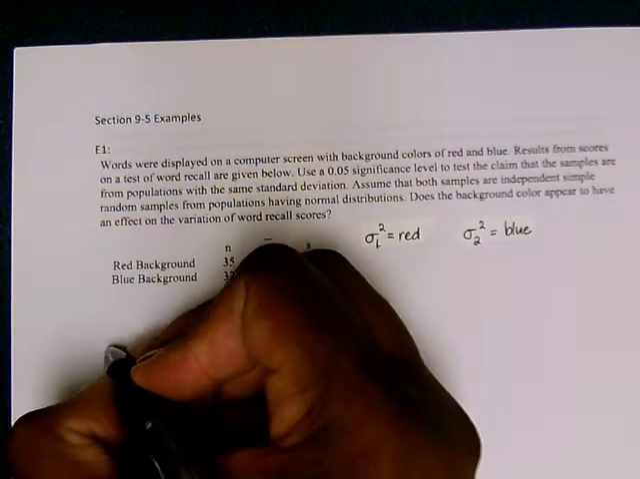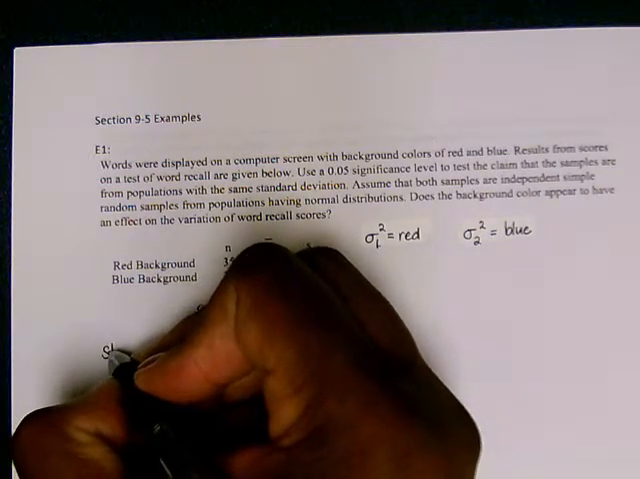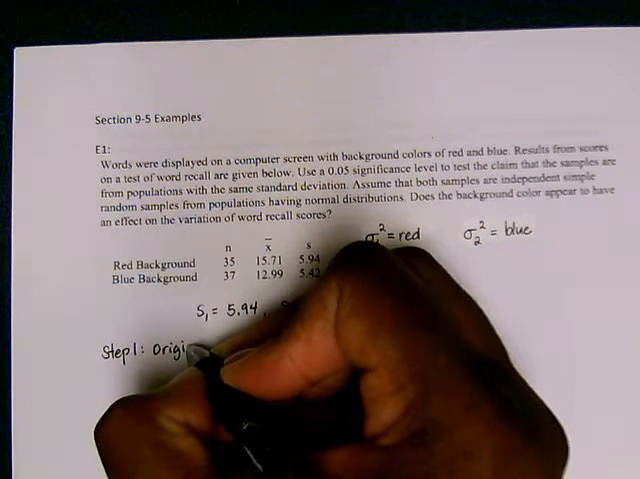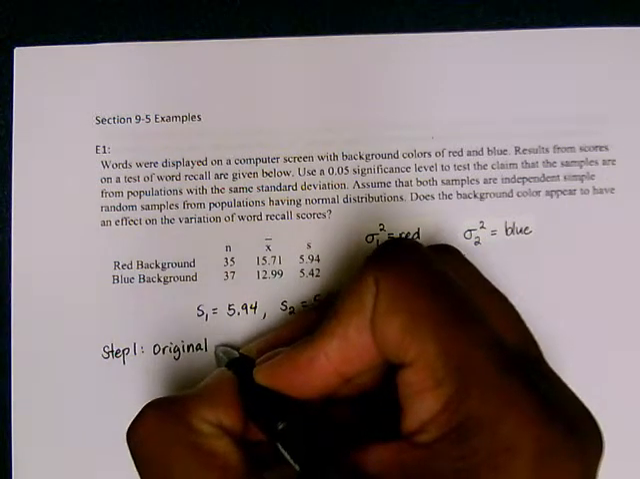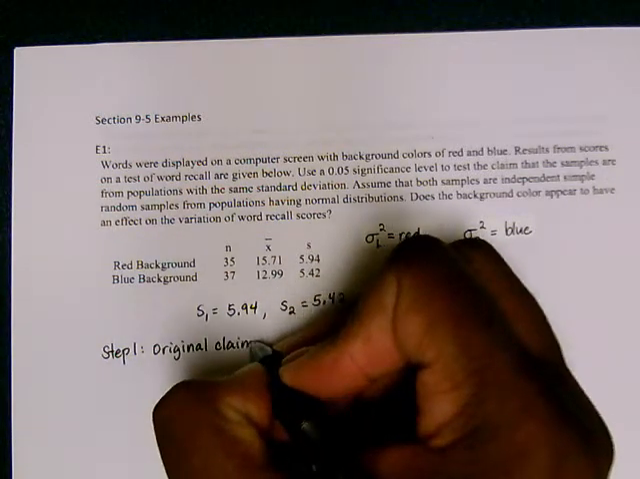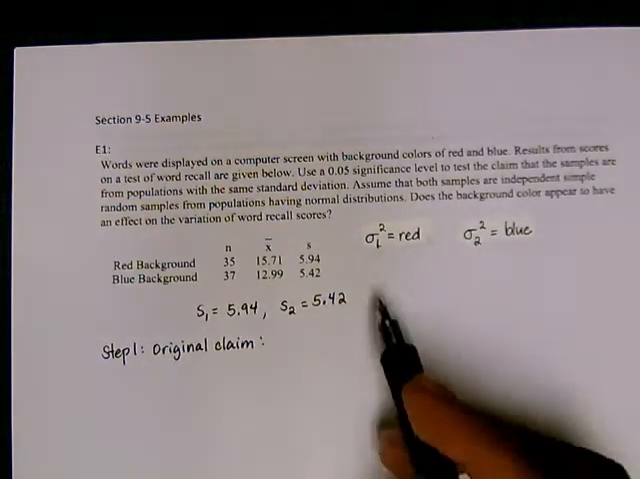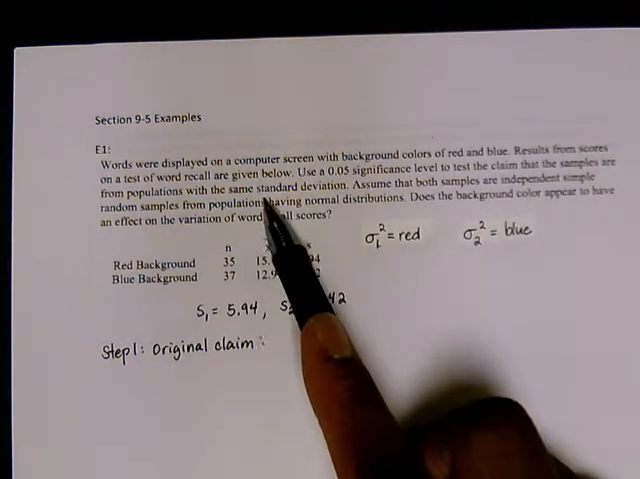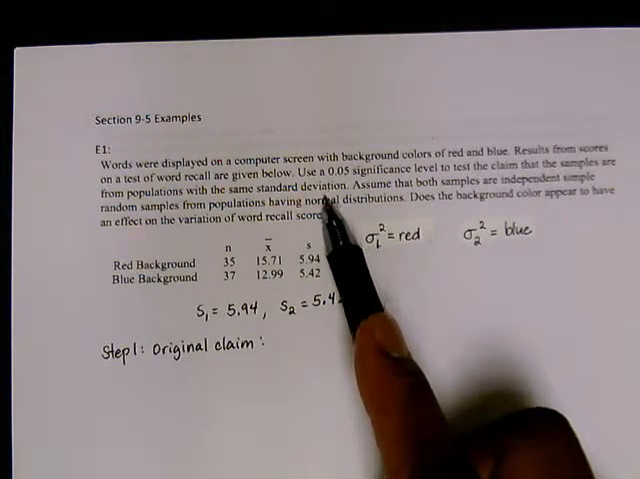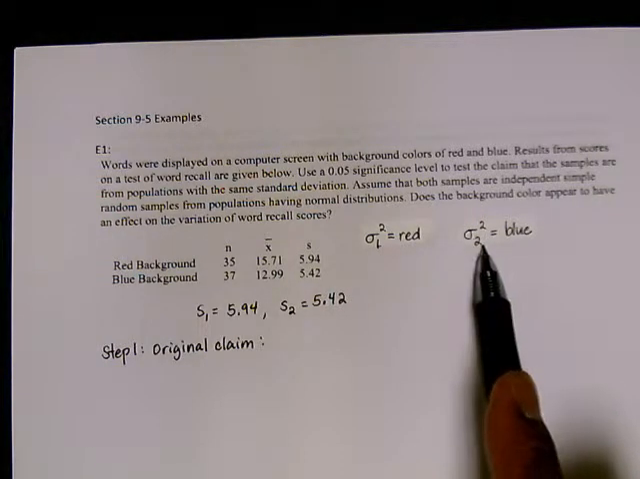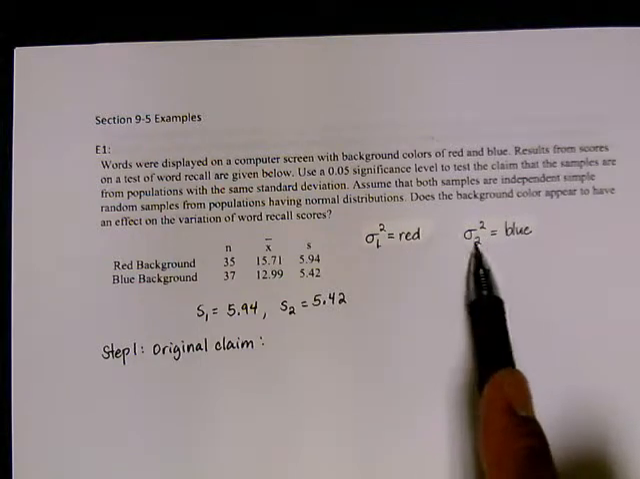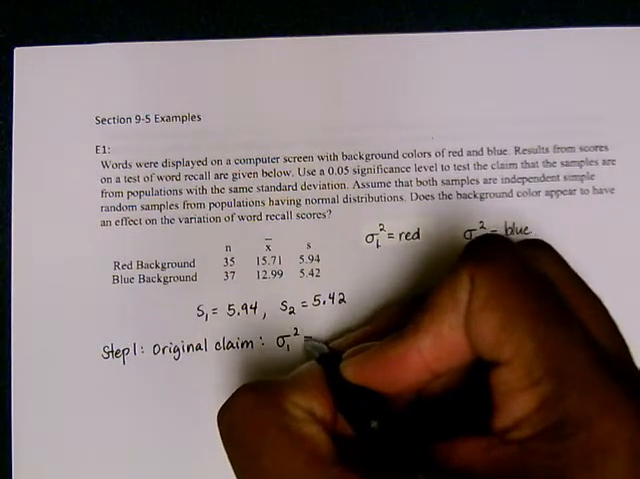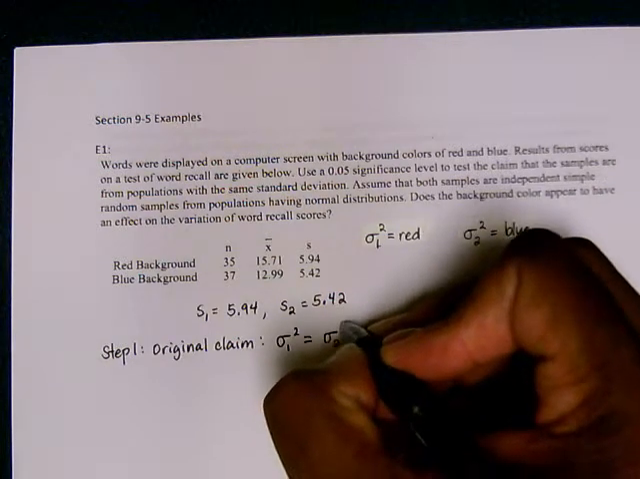Okay, now let's start the hypothesis testing. In step number 1, you want to write your original claim in symbolic form. In this case, our claim is that the samples are from populations with the same standard deviation. That means that this has to be equal to this. So sigma 1 squared is equal to sigma 2 squared.